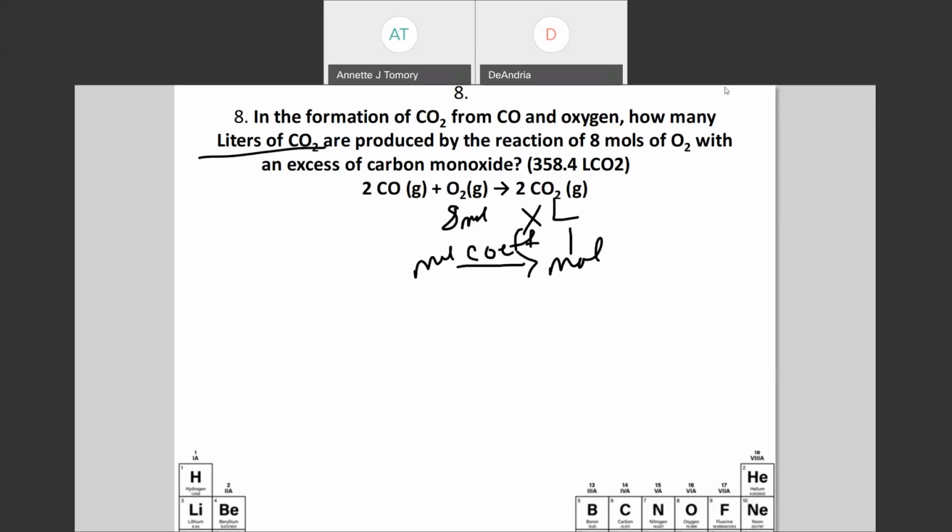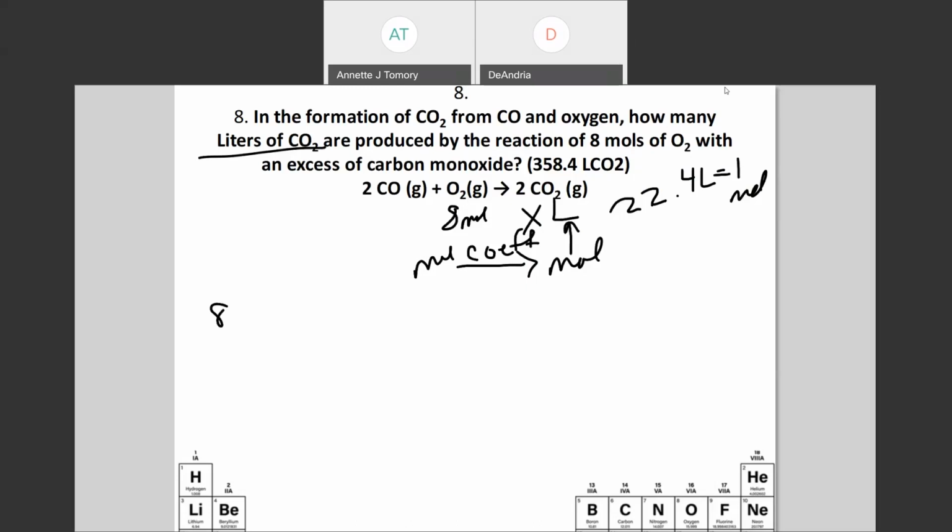Yes. What number goes with liters? What's molar volume? Is it the 22.4 liters equals 1 mole? Yay! I wrote it down. You're so smart. Okay. So, do we have our plan written out now? Do we know exactly what we're going to do? Yes. All right. So, what's our starting number? 8. 8 is correct.